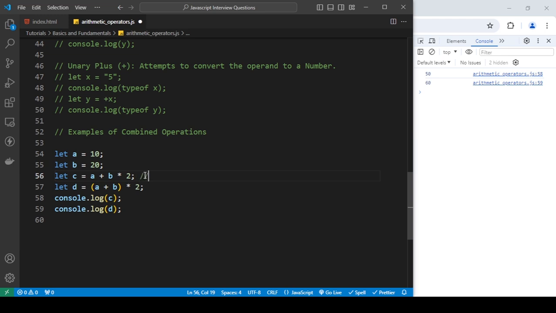Basically, I'm going to write it here. So consider it like this. First, it's doing 2 multiplied by 20, which would be 40. And then what it's doing is 40 plus 10, which is 50. But here I want a and b to be calculated first. Multiply that by 2. So add both of these variables and then multiply that by 2. That's what I'm trying to do here, by adding this.